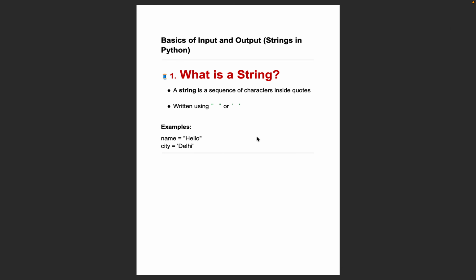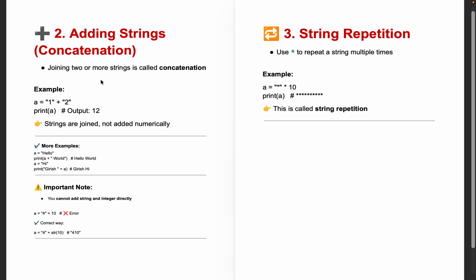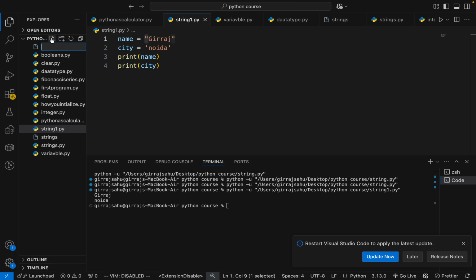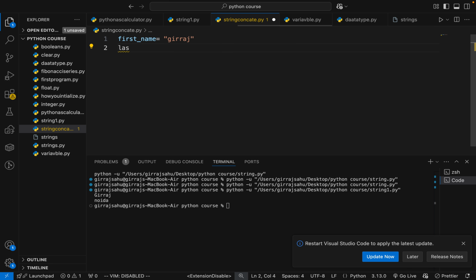Then we can move to our next topic, string concatenation. In string concatenation we can add strings, like 1 plus 2. First we create our py file. My first name is Raj, and then last name, Sahu. Then we can create a full name.